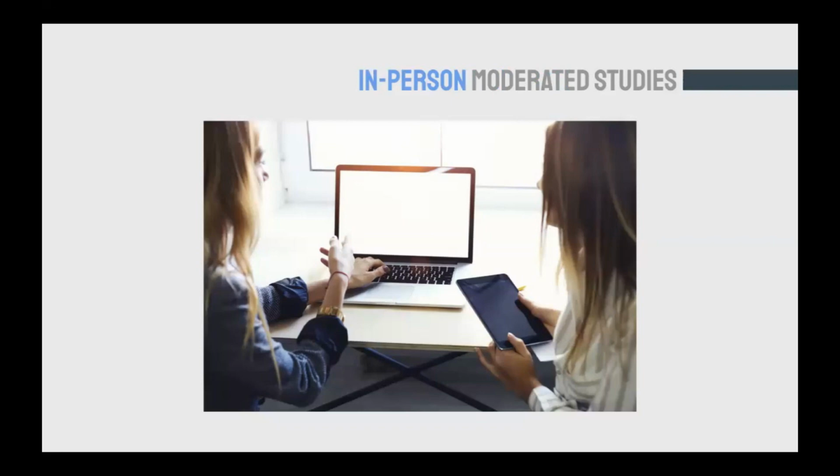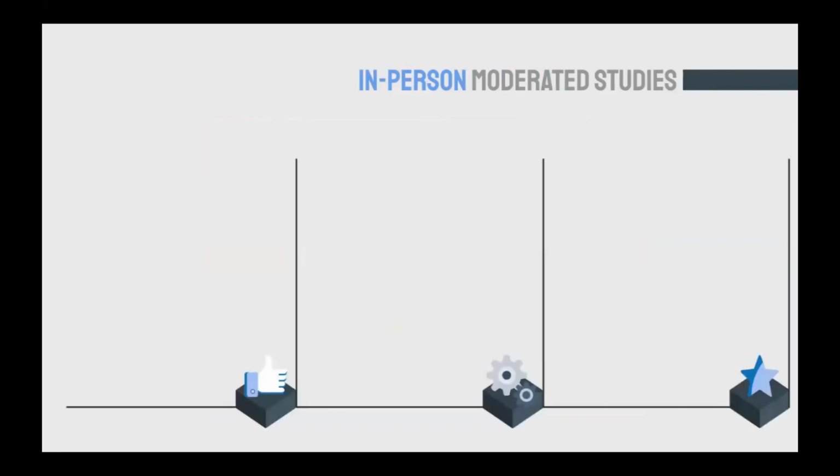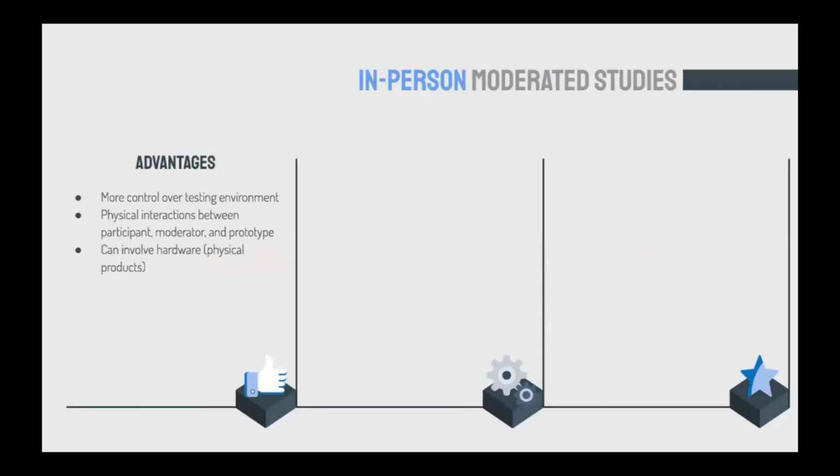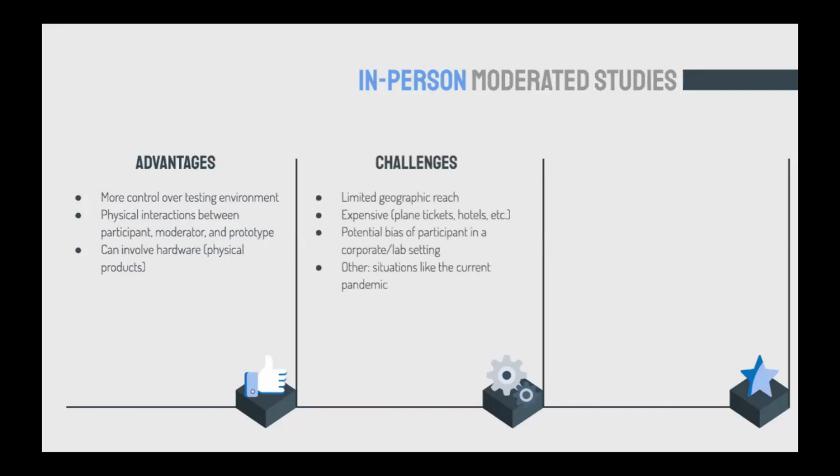And you also might have the option of setting up a space to simulate a specific environment, for example, a living room. So some of the advantages of in-person studies include having more control over the testing environment. Because the moderator and the participant are in the same room, that allows for physical interaction between participant, moderator, and prototype. And again, in-person moderated studies are well equipped to involve hardware.